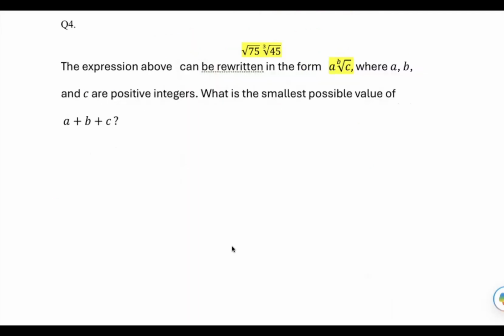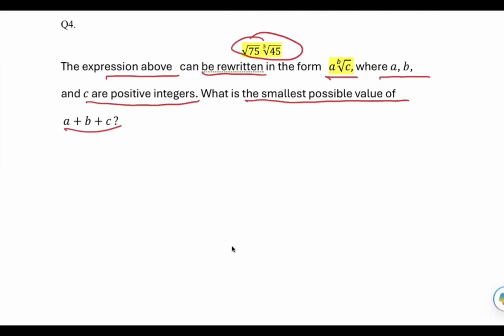I think it's the hardest of all the questions in this video. It looks complicated, but I'll show you the concept. This is expressed, right? It said the expression above can be written in this form, where A, B, C are positive integers. What is the smallest possible value of that?